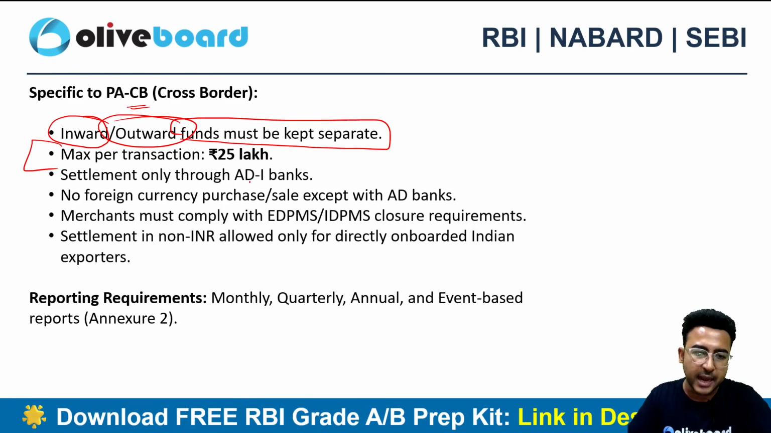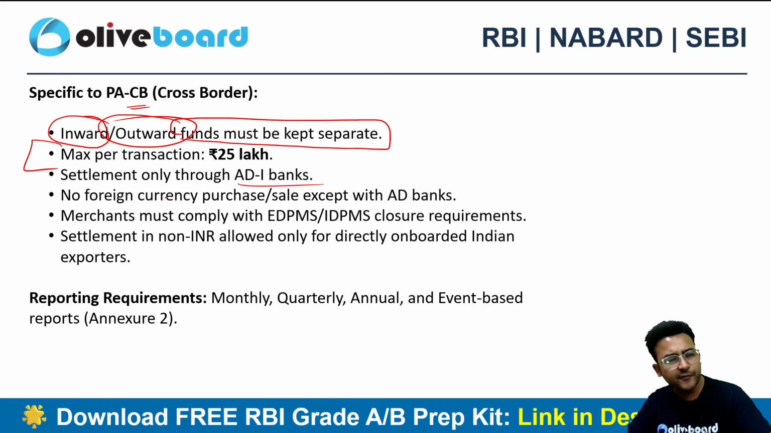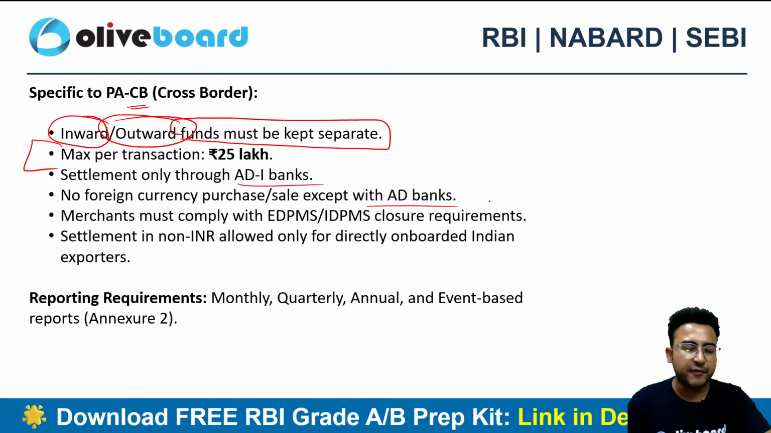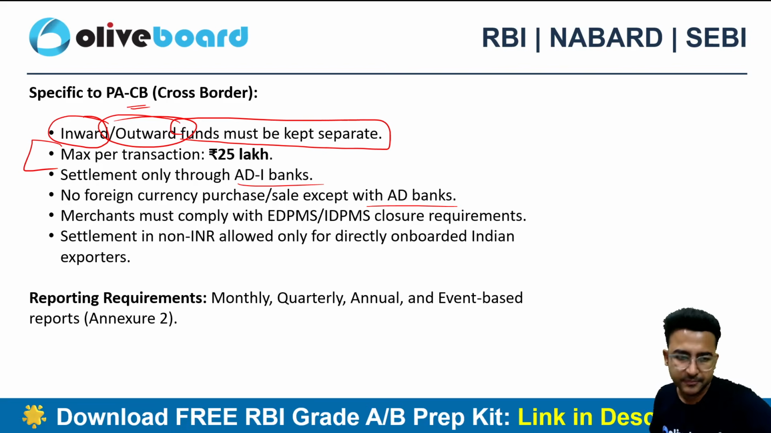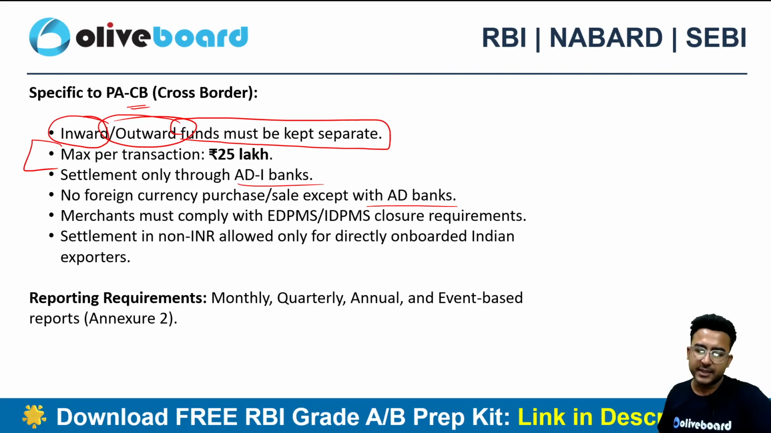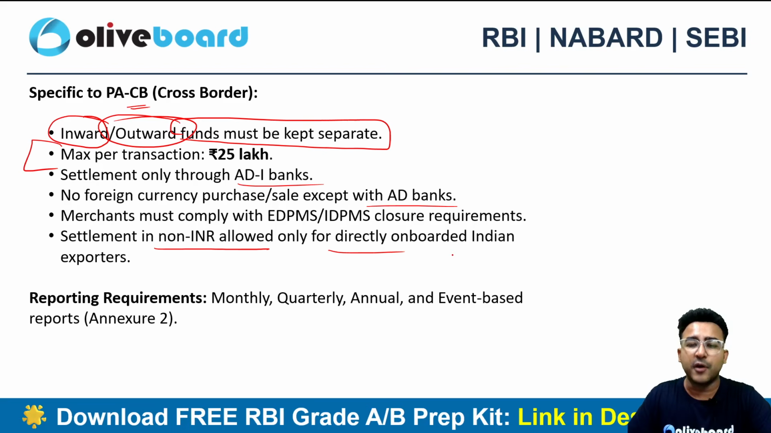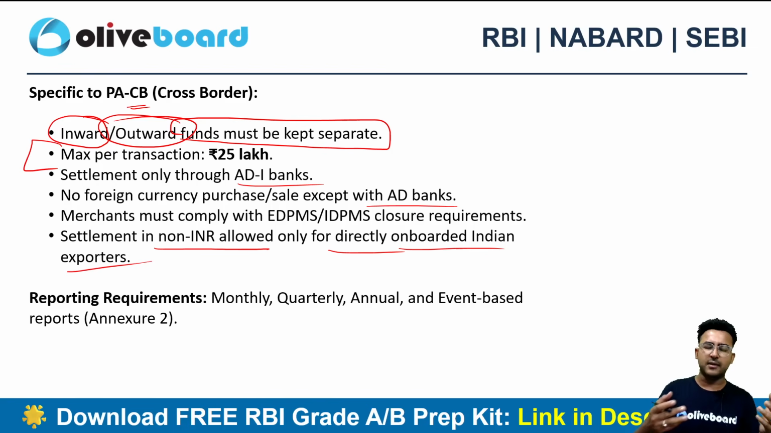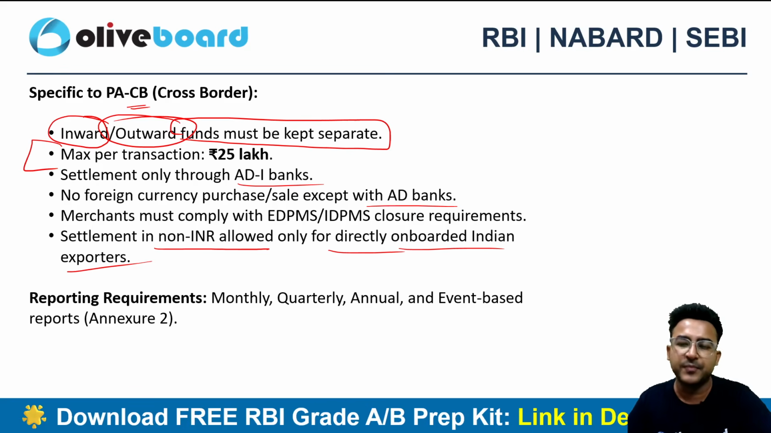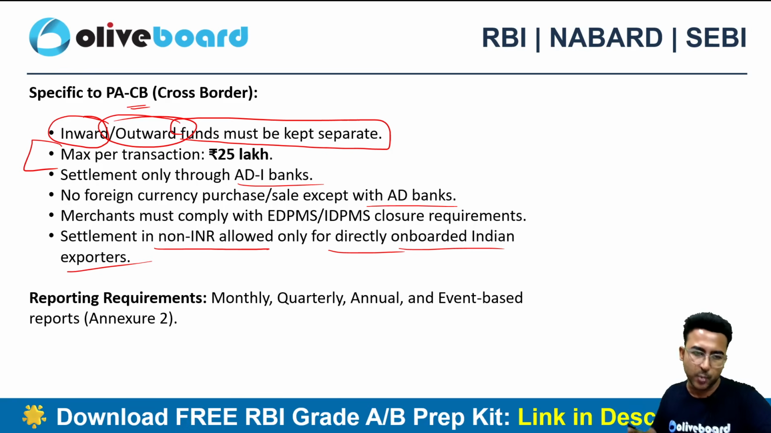Settlement can be through AD category 1 bank only. No foreign currency purchase or sales except any kind of AD bank. If I am an AD bank, definitely I can purchase and sell foreign currency, but not otherwise, right? I need to comply with the disclosures as well. Settlement in non-INR is allowed only for directly onboarded Indian exporters, right? So these are basic conditions, and I do have some reporting requirements as well, like monthly, quarterly, annually, and any kind of event based report can also be there. They have been stated in the annexure 1, right?